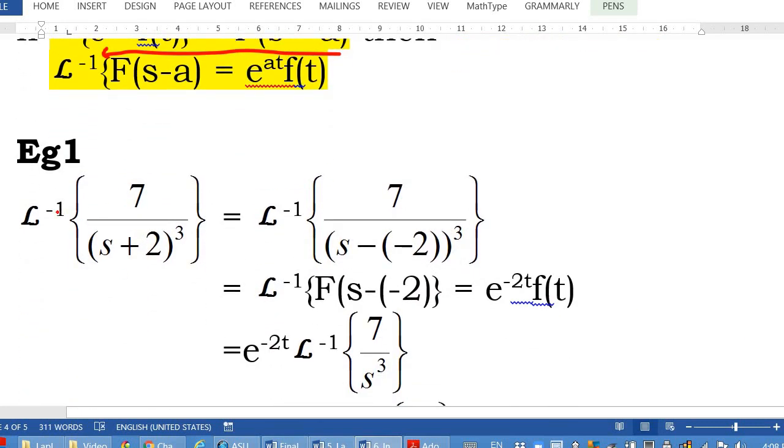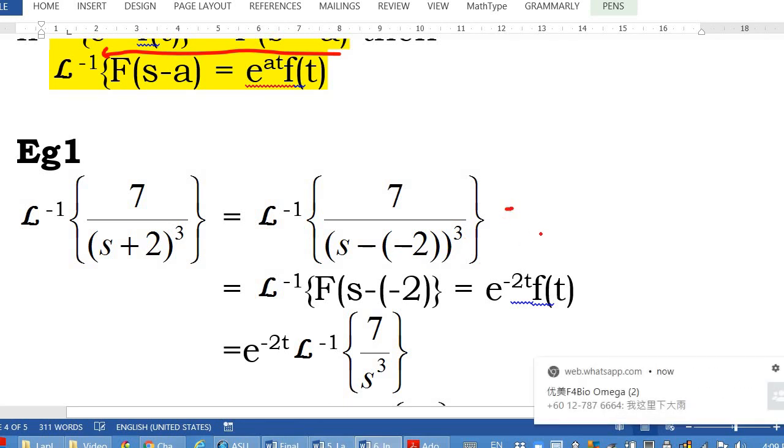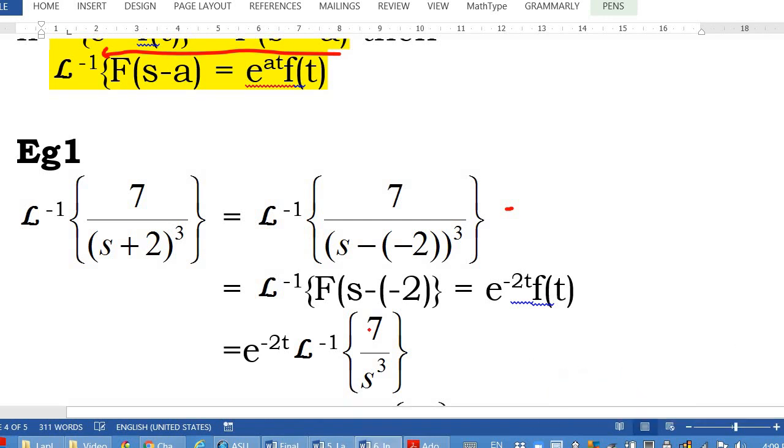Example 1. The inverse Laplace of 7 over (s plus 2) cubed. Here s plus 2 can be rewritten as s minus negative 2, to the power of 3. So this is in the form of F(s minus negative 2). Using the inverse Laplace of the first shift property, the inverse Laplace of F(s minus a) gives e to the power at times f(t). The a in this case is negative 2, so you get the result e to the power negative 2t times f(t).